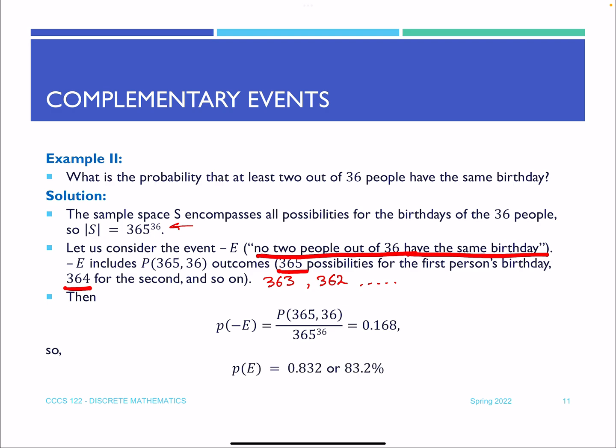And since we're originally interested in P of E, that is simply 1 minus P of the complement of E. So 1 minus 0.168 gives us 0.832, or 83.2%.